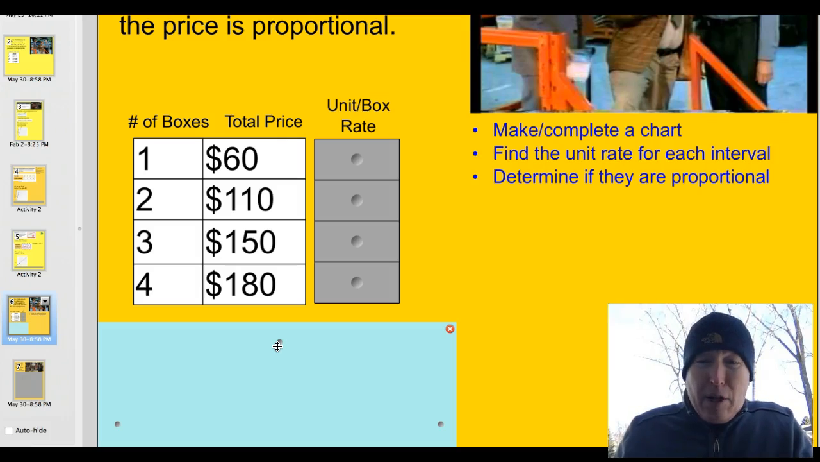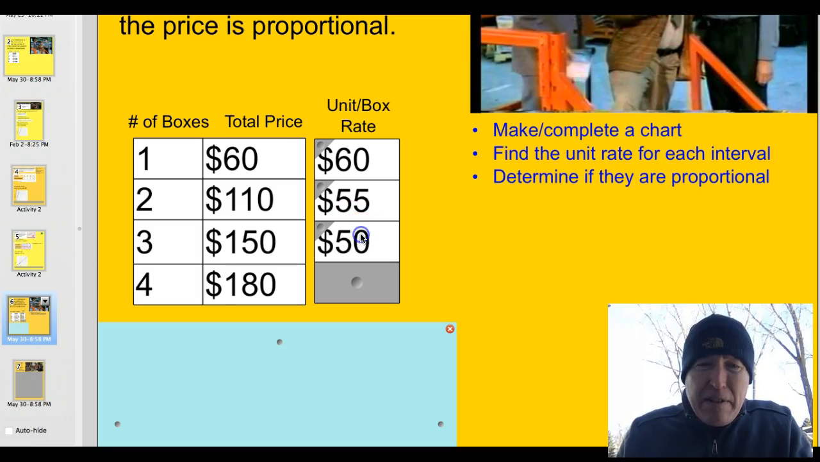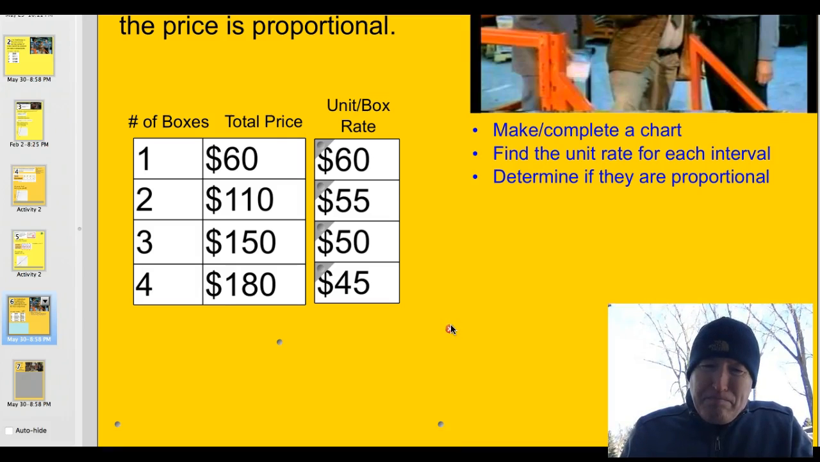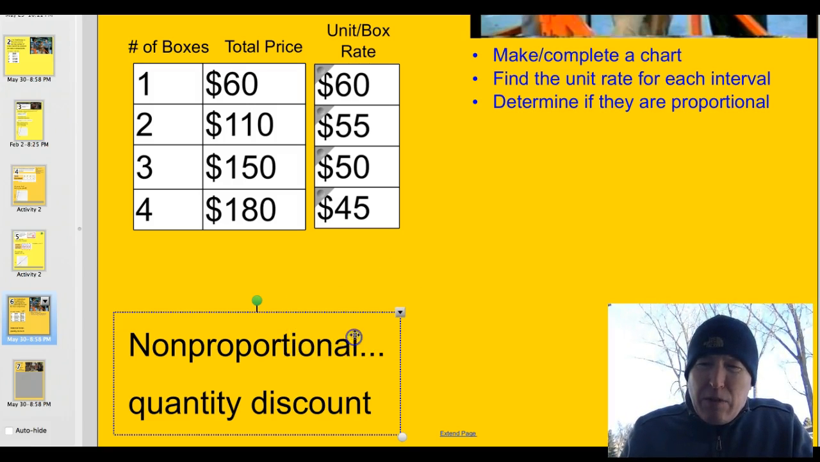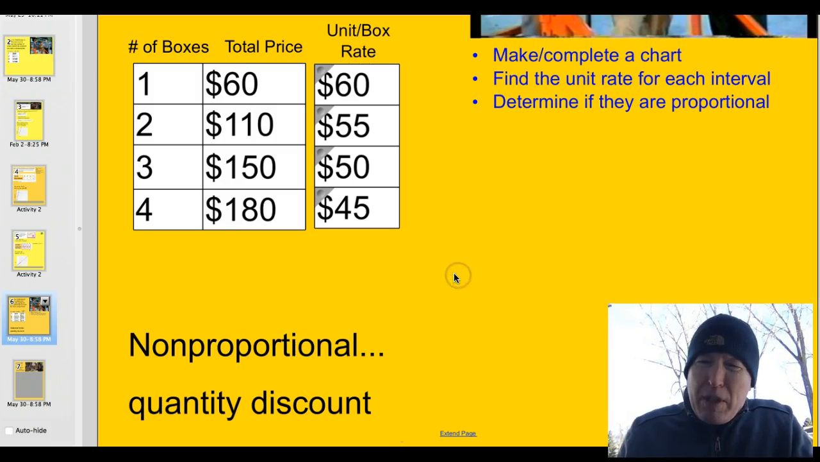Hey, I'm back. Or I should have said, brr, I'm back. All right, well, if you find out the unit rate or the box rate, 1 box, it's $60. 2, it's $55. 3, it's $50. And 4, it's $45. So the price keeps going down. So this is going to be not proportional. And that's because of that quantity discount. And again, if I were to make a graph of this, you'd see those points would not fall in a straight line. They'd kind of slowly curve off.